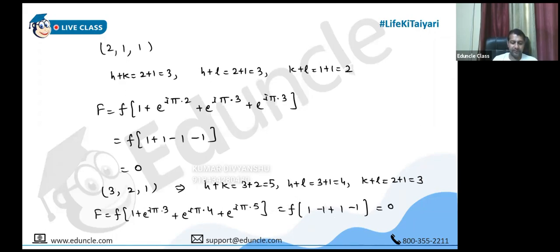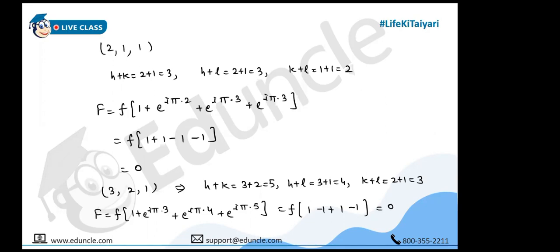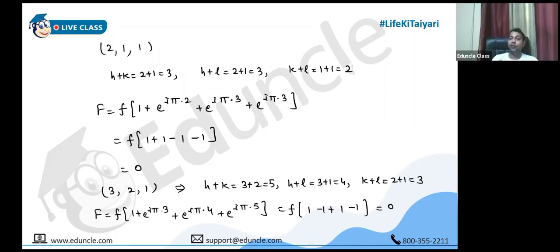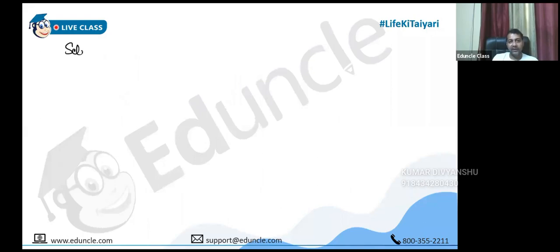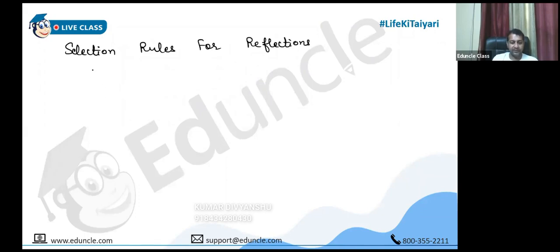Clear? These are called selection rules for reflections. So now we can make a table of these selection rules. Kindly write the heading. This is very important: Selection rules for reflections. Structure, and allowed reflections.